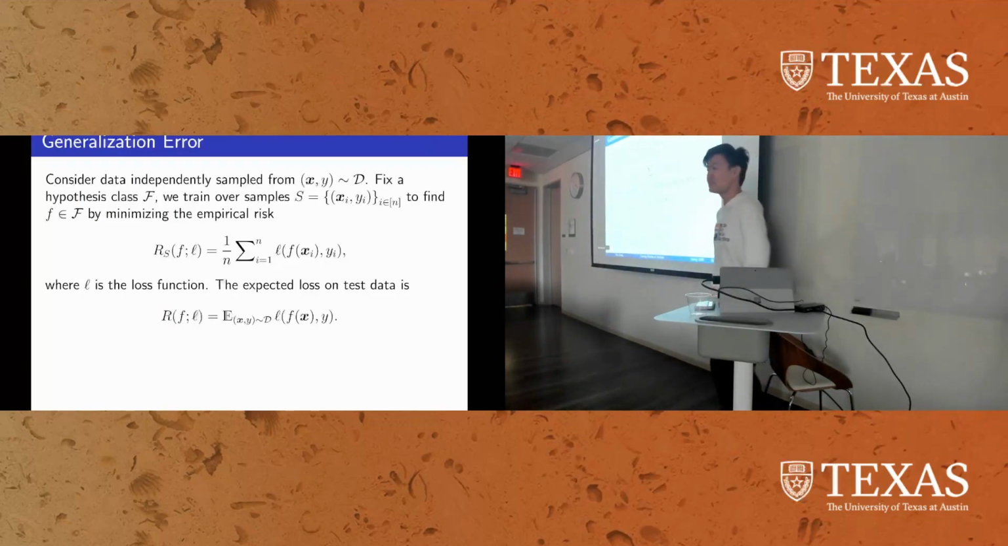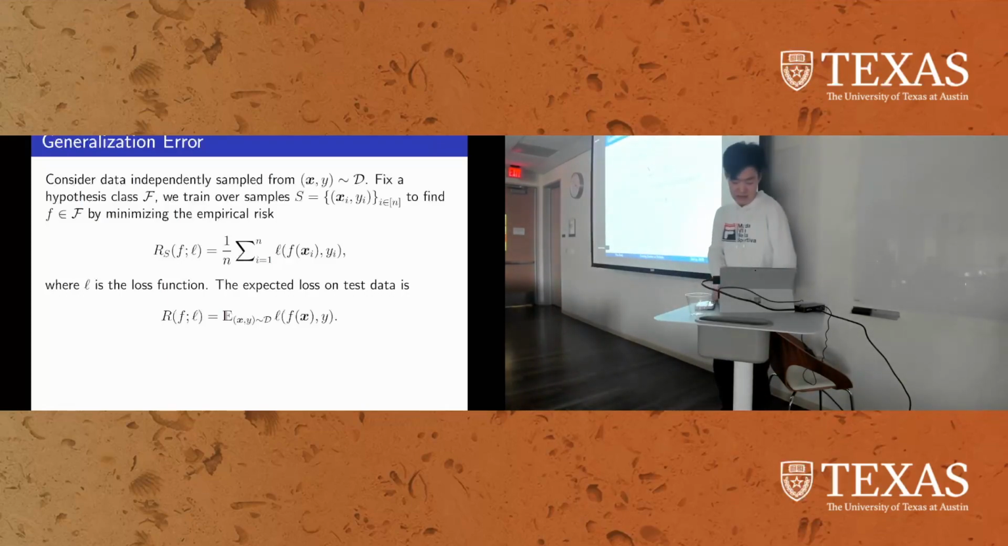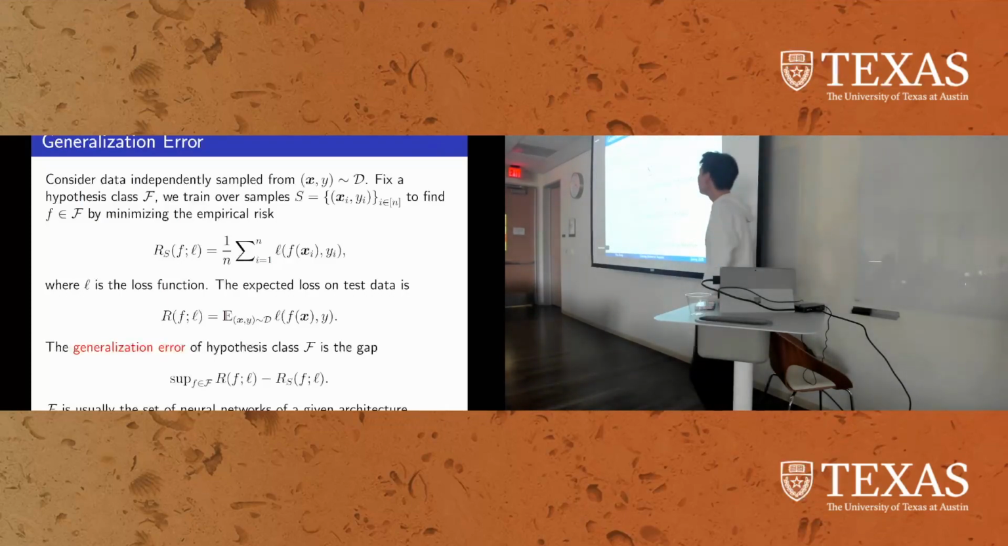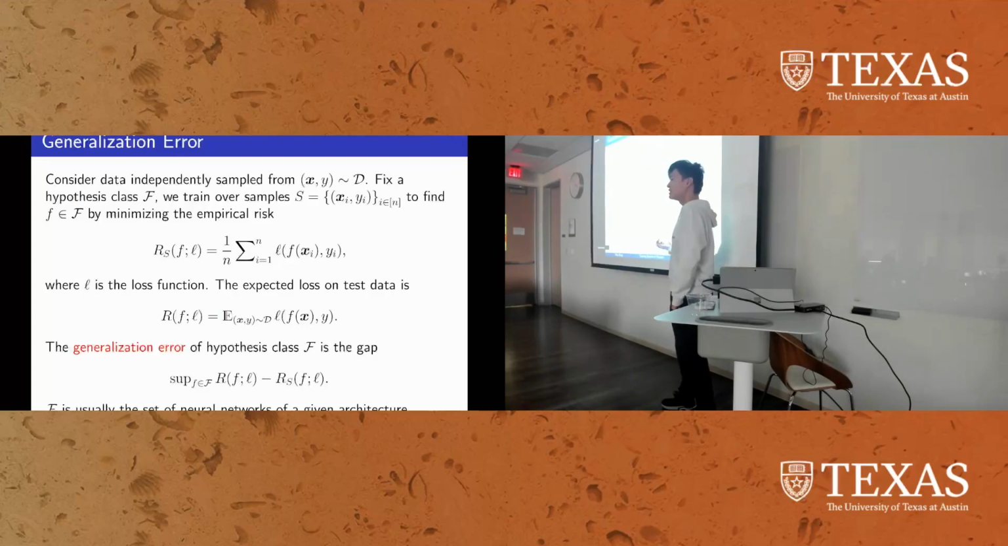Now, if I look at the test data that is sampled from the distribution, the expected loss, or the test loss, is given by this R_F(L), which is just the expected loss. So in this context, I use this notion of generalization error, which is the gap between the expected test loss and the training loss, and take a supremum over all possible classifiers in your hypothesis space.